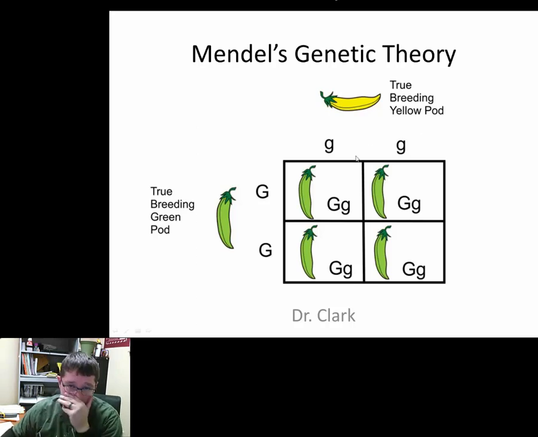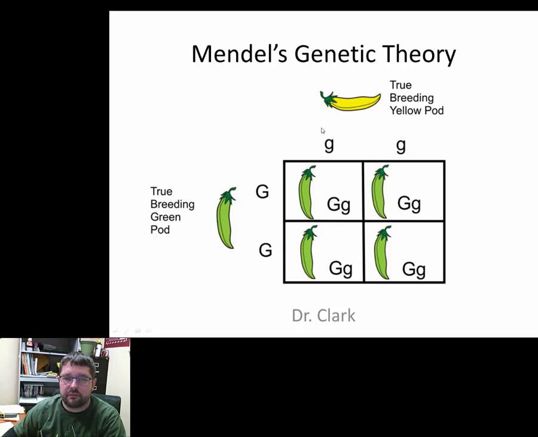Most of you are fairly familiar with simple Punnett squares like this one here. This is a monohybrid cross, meaning that there's just a single character that we're looking at, and that would be the color of the pod in this case. So yellow being recessive and green being dominant. You can see here this one is a true breeding green pod, and this is a true breeding yellow pod. Let's just say, for example, this is the female.